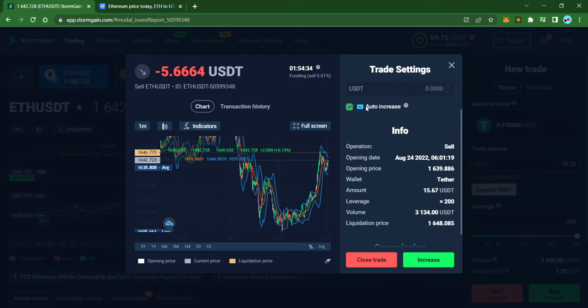Why did I click this one? Because the minimum increase is $10, so I let it do it automatically.